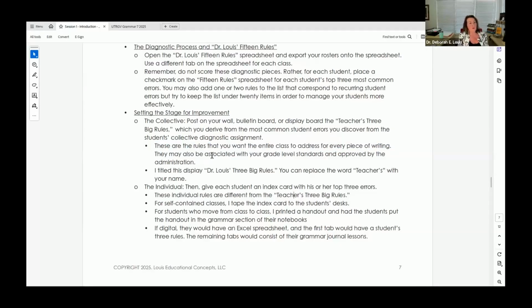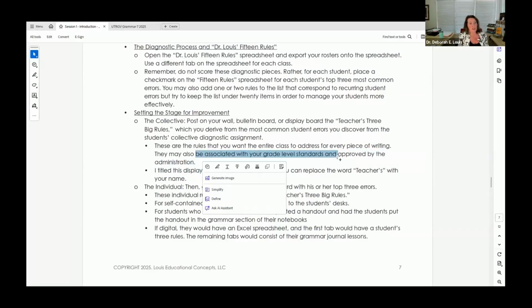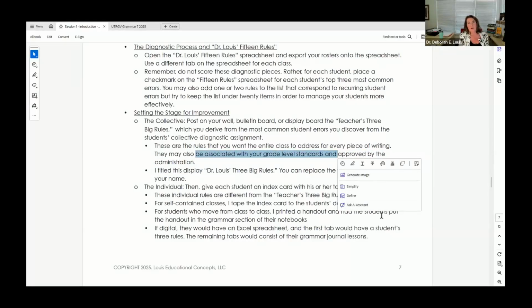Remember, these 3 rules may also be associated with your grade level standards. Make sure they're approved by the administration, because you always want to make sure that when an administrator walks into your classroom, you are abiding by the standards that have been given to us.